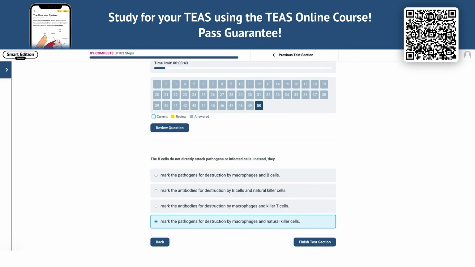So just a few reasons why the other answer choices are not correct. B cells do not destroy pathogens directly. Instead, they just produce antibodies. Macrophages are the ones that handle the actual destruction of the pathogens. Antibodies are the markers that B cells produce and are not themselves marked for destruction. Instead, antibodies attach to pathogens, marking the pathogens for destruction.